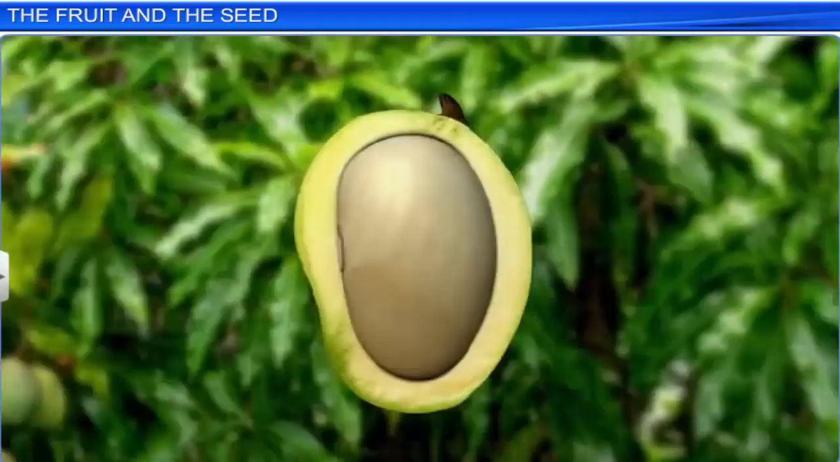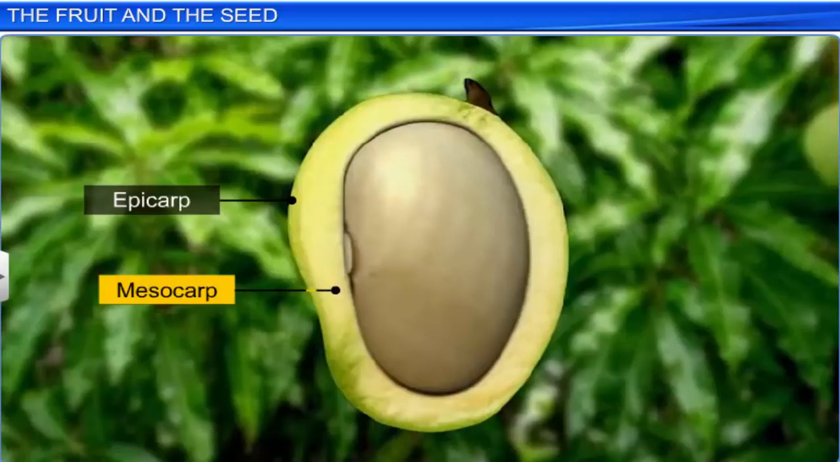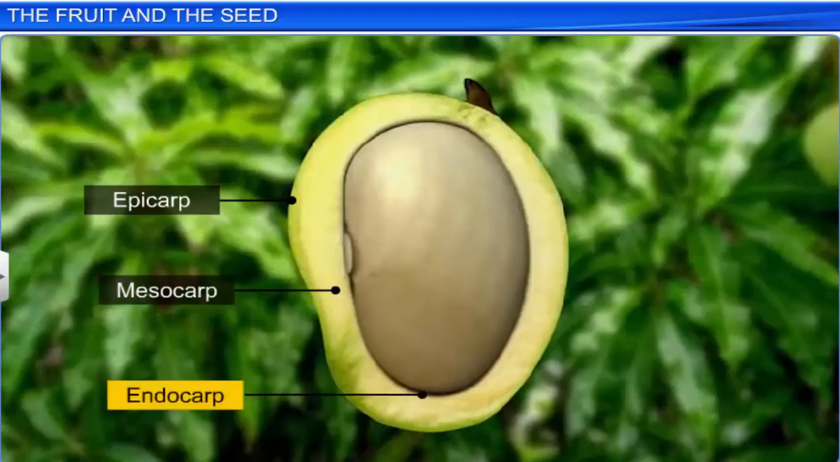In the mango, the pericarp is differentiated into 3 distinct layers: the epicarp, which is the outermost layer or peel, the mesocarp, which is the thick, pulpy middle layer, and the endocarp, which is the innermost layer that directly surrounds the seed.